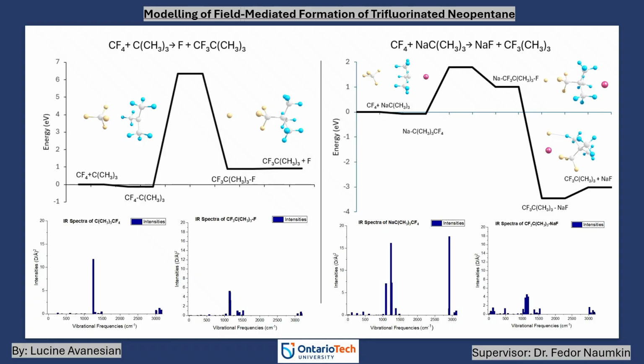On the left-hand side of the slide, we're examining the reaction between tetrafluoromethane, CF4, and neopentyl radical, C(CH3)3. As shown in the energy diagram, this reaction is thermodynamically unfavorable. The formation of the CF3-C(CH3)3F intermediate passes through a very high energy barrier of nearly 6 electron volts. Even with the intermediate formed, the final dissociation into trifluoroneopentane and a free fluorine atom is still energetically demanding. This suggests that the unassisted pathway is not practical under typical conditions.